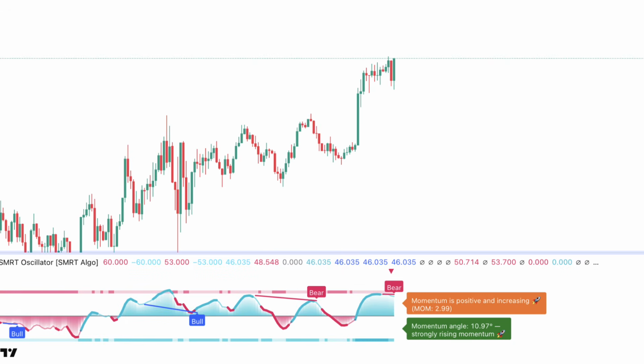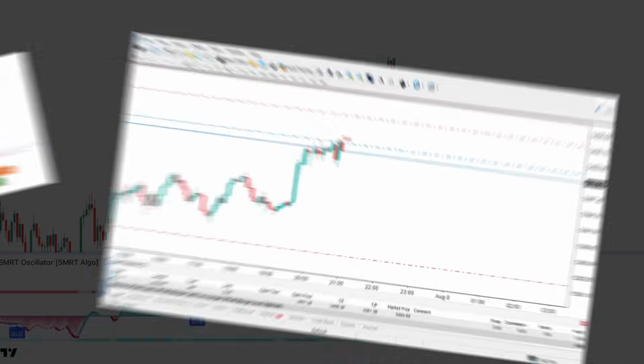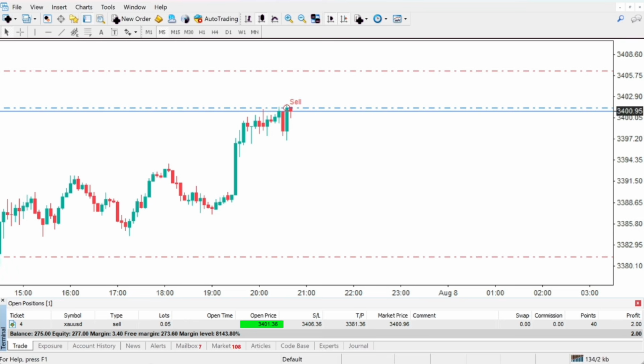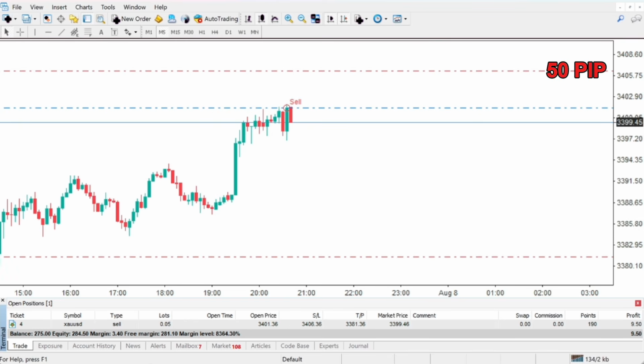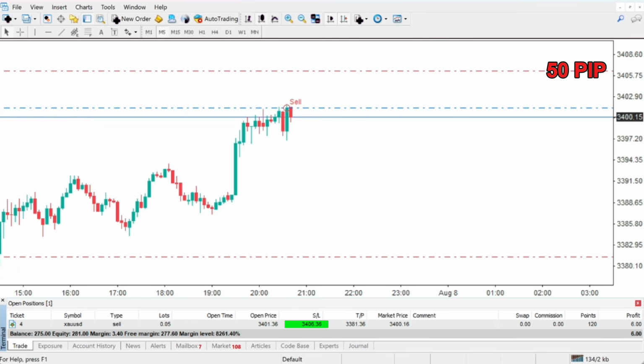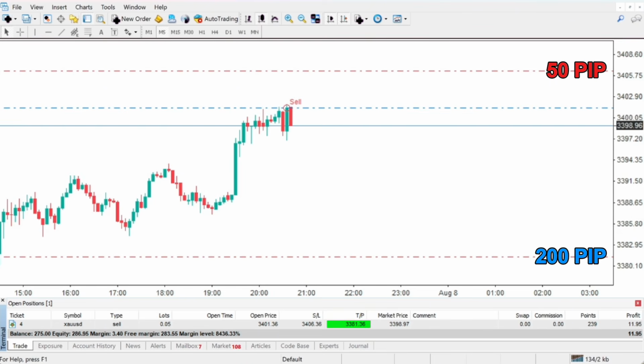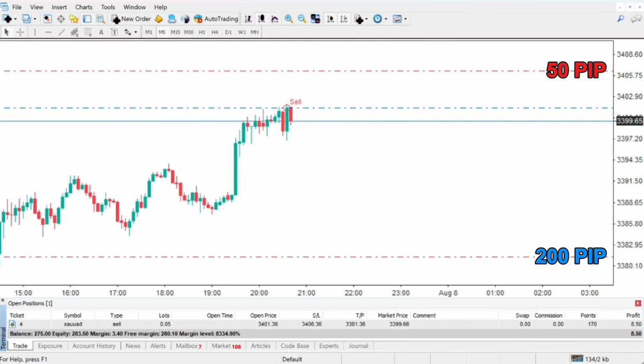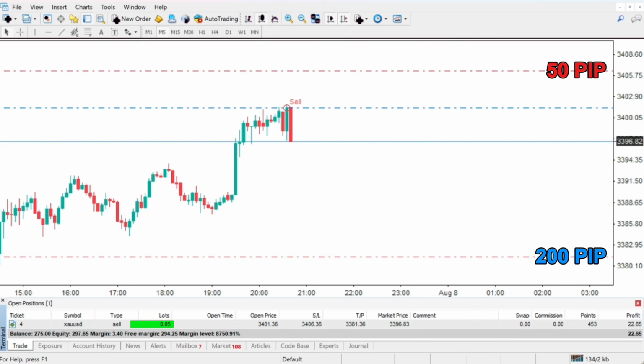Moving on to trade 4, we got a bearish signal here. So I entered short at 3401.36 with a 50 pip stop loss, sitting at 3406.36 and a 200 pip target down at 3381.36. The lot size is still fixed at 0.05.